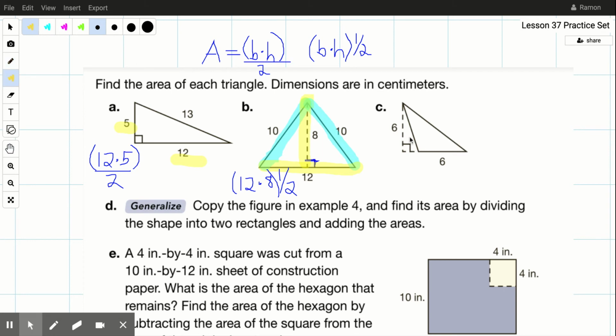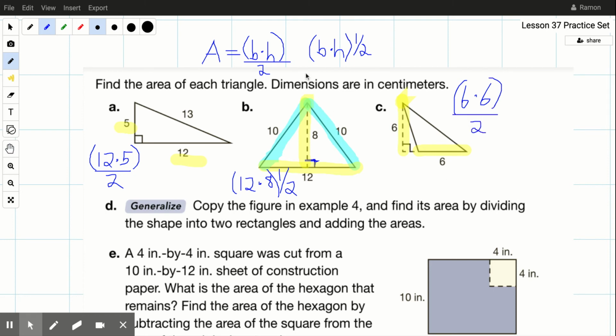So for C, you'll notice the top vertex is here, and here's our perpendicular line. And we're given that it's a height of 6. But then the base does not include this little extended out portion because that's not technically part of the triangle. The base is just the side that the triangle is sitting on, which in this instance happens to be 6. So our area is 6 multiplied by 6, and then we have to find half of that, or divide it by 2.